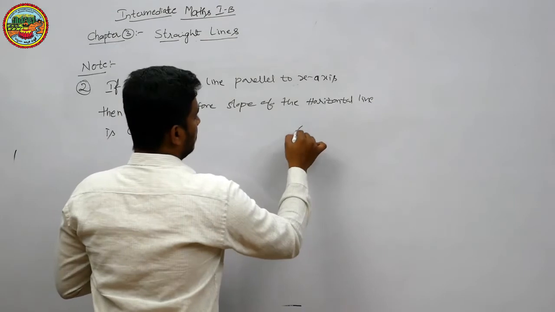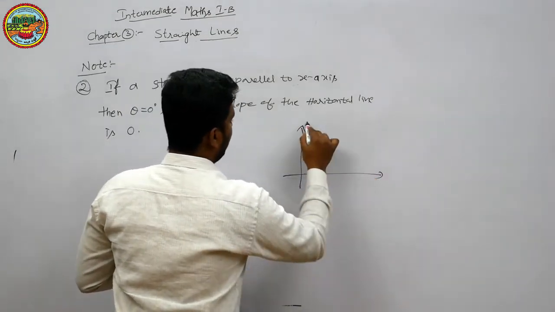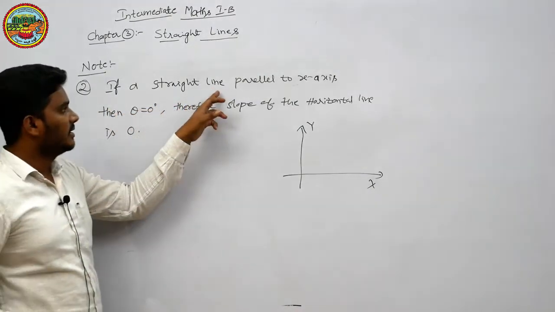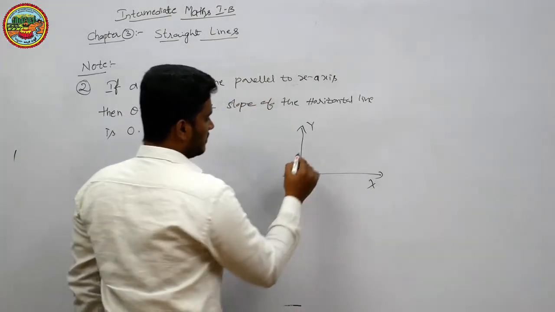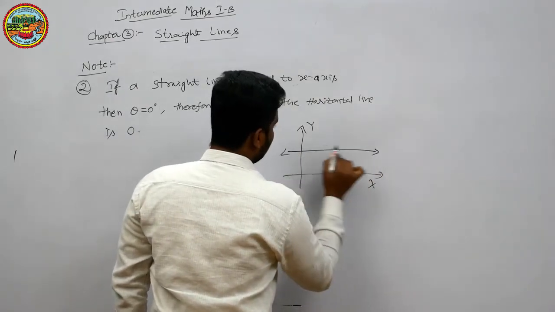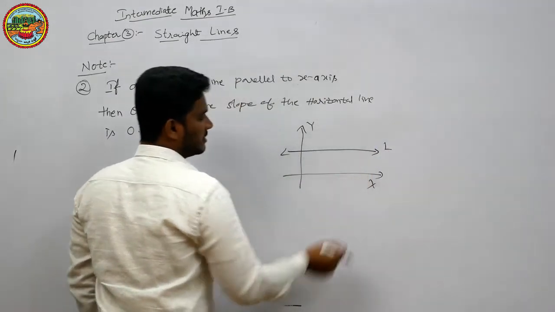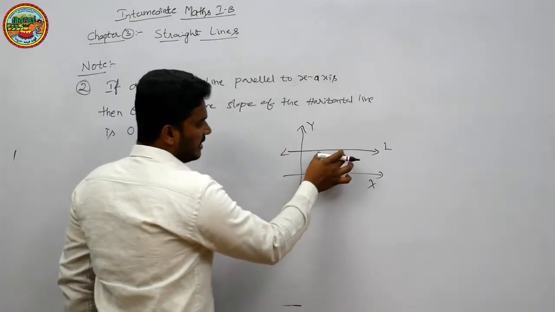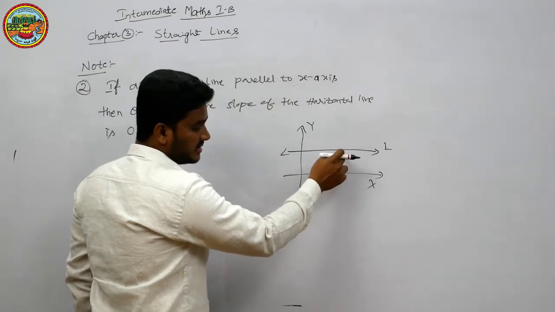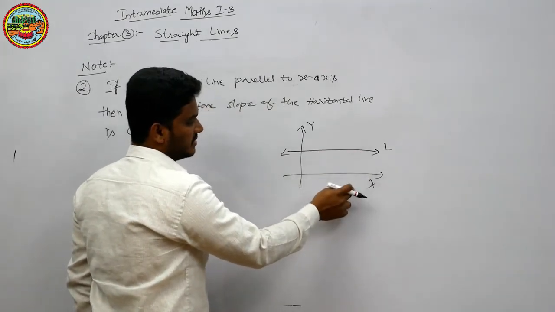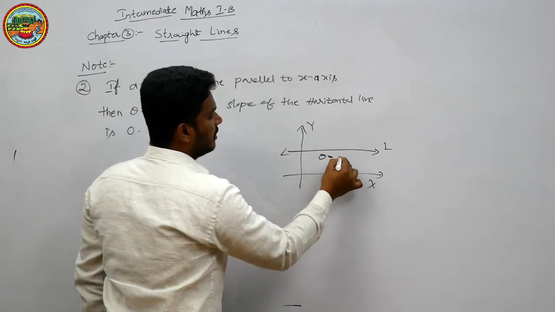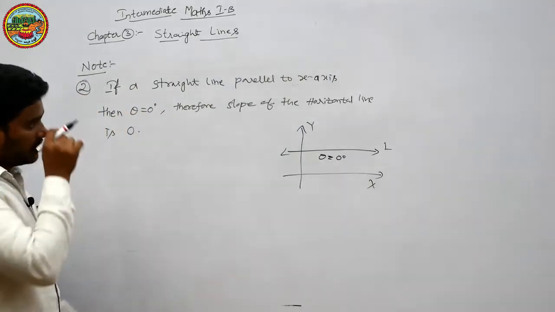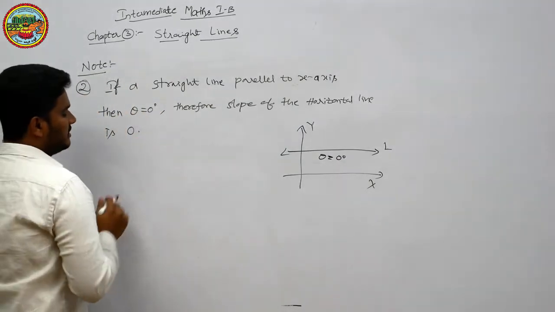So here are the x-axis and y-axis. What is given? If a straight line is parallel to the x-axis, this is the straight line L, say, which is parallel like this. Then theta is equal to 0 degrees. This horizontal line, which is parallel to the x-axis, does not make any angle with the x-axis. Therefore theta is equal to 0 degrees, and the slope of that horizontal line L is 0.